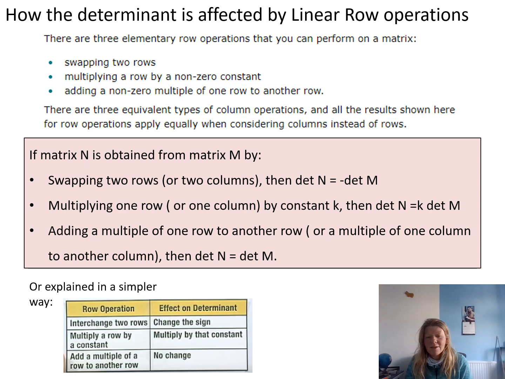Or easier to understand in this little table that he showed you in the video. If you interchange two rows, this changes the sign of the determinant. If you multiply a row by a constant, then the determinant is multiplied by that constant. Or if you add a multiple of one row to another row, then there is actually no change in the determinant.